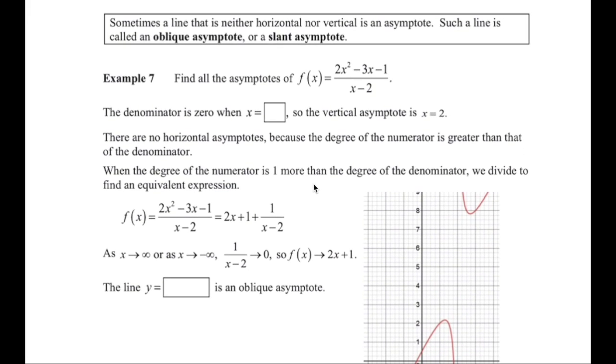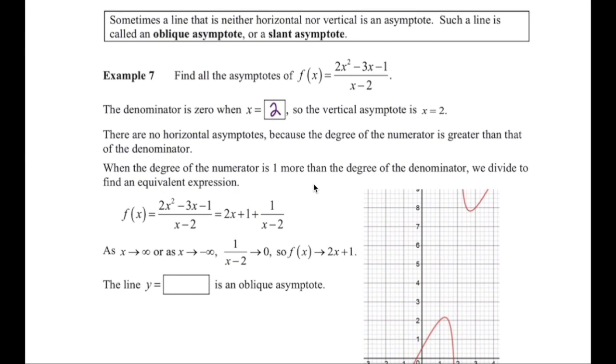Sometimes we may have a graph that is neither horizontal nor vertical as an asymptote. We call these slant asymptotes or oblique asymptotes. Let's look at 2x squared minus 3x minus 1 over x minus 2. Let's look at the denominator to determine any vertical asymptotes first. We have a vertical asymptote when our denominator is 0. When I set x minus 2 equal to 0, we have a vertical asymptote at x equals 2.